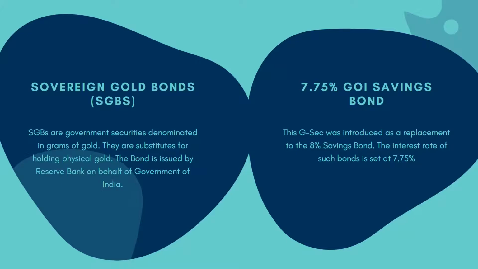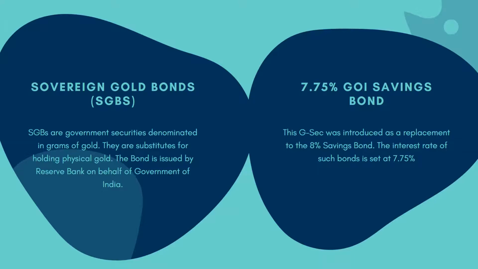The last type of bond that I'm going to discuss is the 7.75% Government of India Savings Bonds. This government security was introduced as a replacement to the 8% savings bond, and the interest rate of such a bond is set at 7.75%. So it means that the interest will remain constant throughout the tenure.